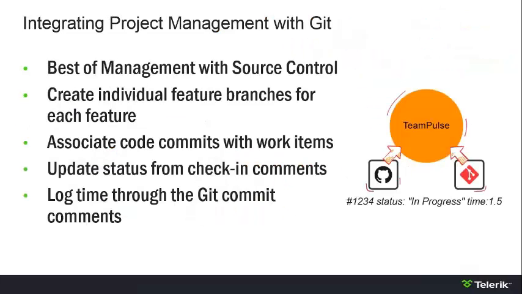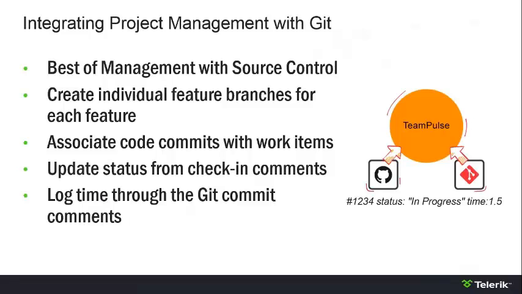We've also thought about integrating project management with Git. Now, as you're working with Git, you may want to track or change the status of the work item that's been assigned to you, or you may also need to indicate the time that you have spent working on a particular feature. There are various project management tools out there that you can use. The one from Telerik is called Team Pulse, and it supports the following: you can associate a code commit with a work item, you can update status, and you can also log time.